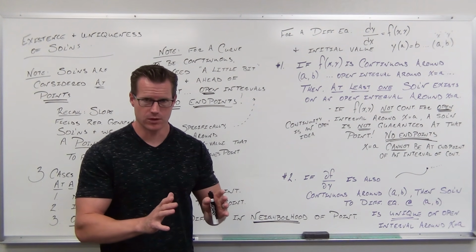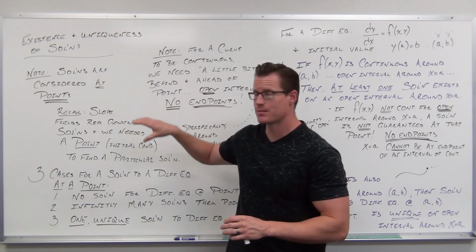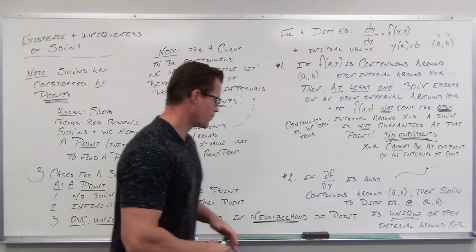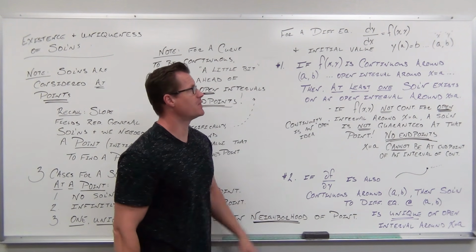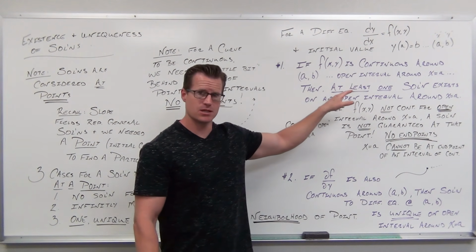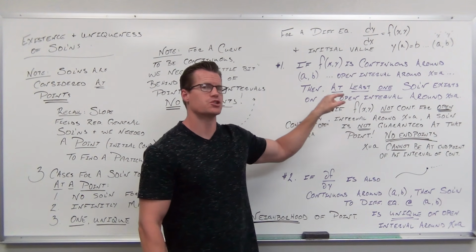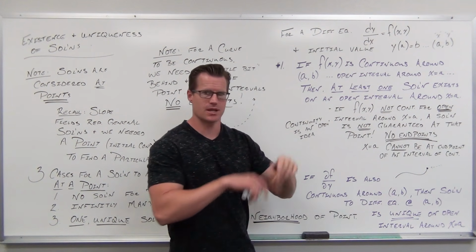One more time all the way through. We're looking at them at points. There's 3 cases. We really want the last one to be the case that we're looking at. So here's what has to happen. The function has to be continuous around that point you're checking. It's got to be continuous in the neighborhood.